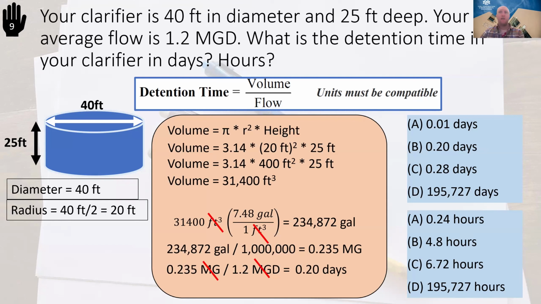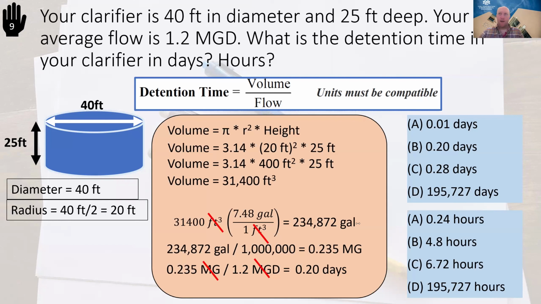And then the last thing we want to do is calculate that detention time by dividing it by our flow. So we divide 0.235 million gallons divided by 1.2 million gallons per day, and we end up with 0.2 days. It's kind of not super intuitive to know what 0.2 days is, because we usually think of the day in hours. So how many hours is that?